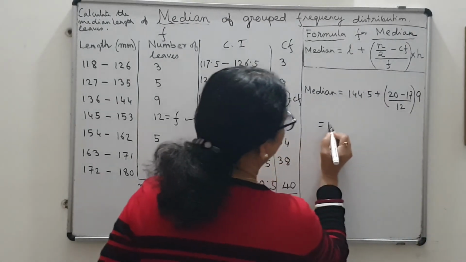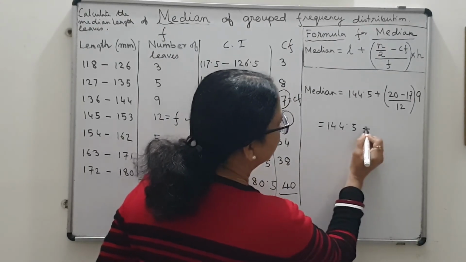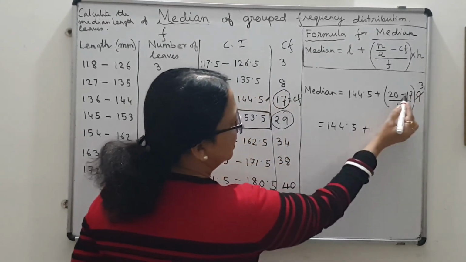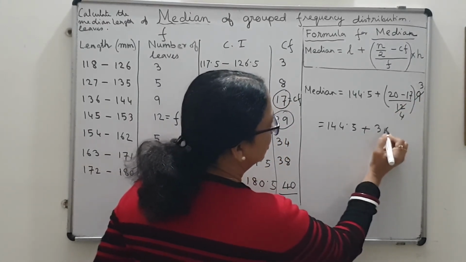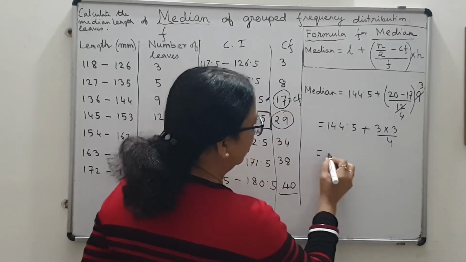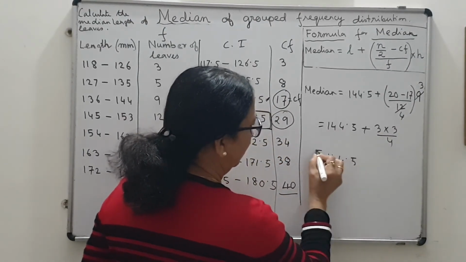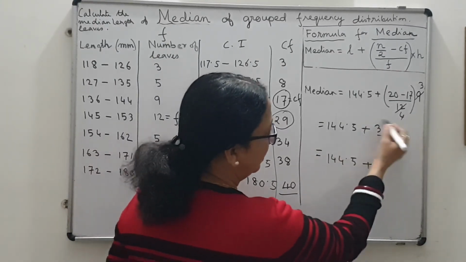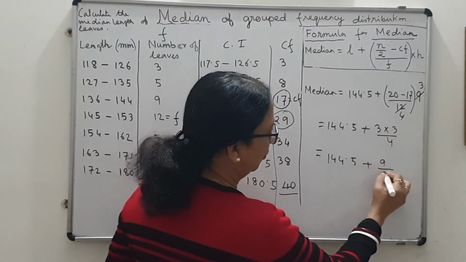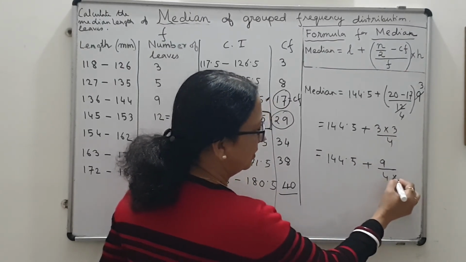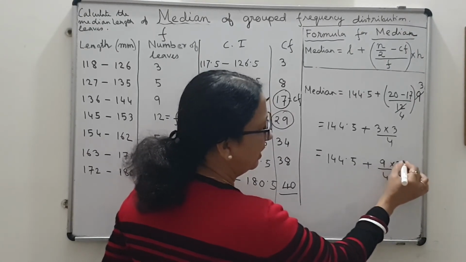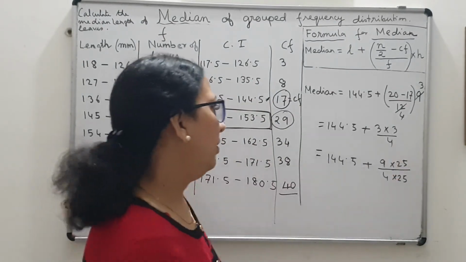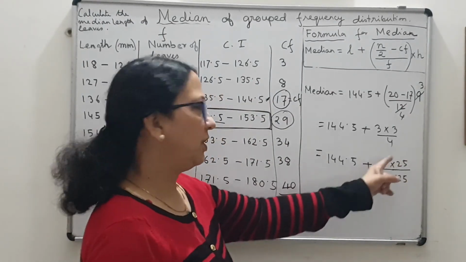So it is 144.5 plus, now this is getting cancelled, 3 4s are 12, 3 3s are 9. Then 20 minus 17 is 3. 3 into 3 by 4. So we don't take LCM. We calculate this separately and then we add it to this. And we can say about the division, that is 9 by 4. Now what we can do, we can multiply both numerator and denominator by 25, so that I will get 100 in the denominator. Then we don't have to divide, we simply shift the decimal point.